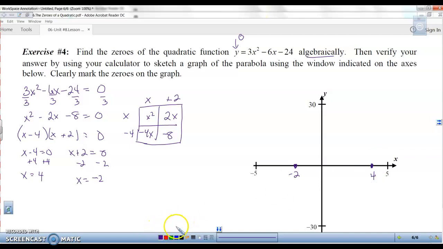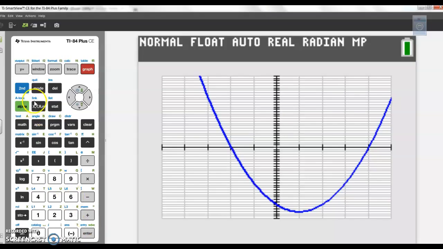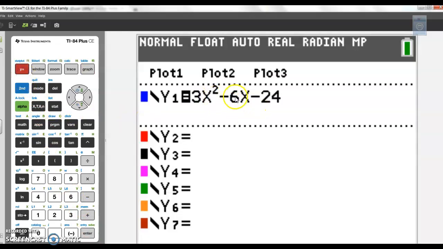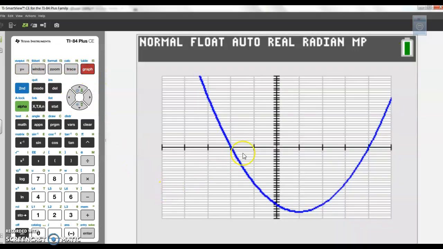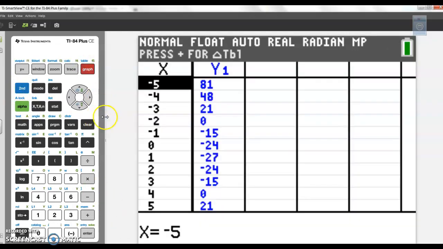Okay, now let's see if we're right. I already put this in my calculator. Whoops, y equals 3x squared minus 6x minus 24 using the window that was given. And if I graph this, look at that. Negative 2, positive 4. There's my two zeros. If I look at my table, just to verify that, negative 2 is 0, 4 is 0. You can see it both ways.